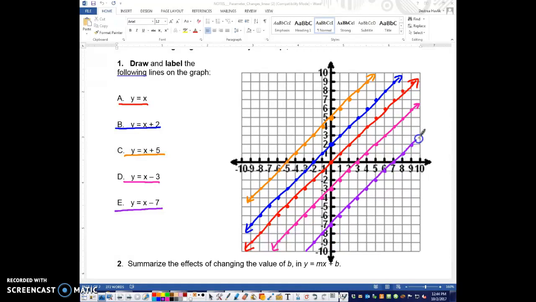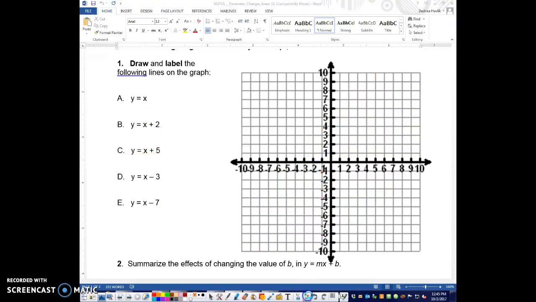Okay, so we draw that line. And it moved down 7 from red. How far down did it move from the pink? 1, 2, 3, 4. It moved down 4 because negative 3 minus 4 is negative 7. Okay, so that's how it translates up and down for linear graphs, linear functions.